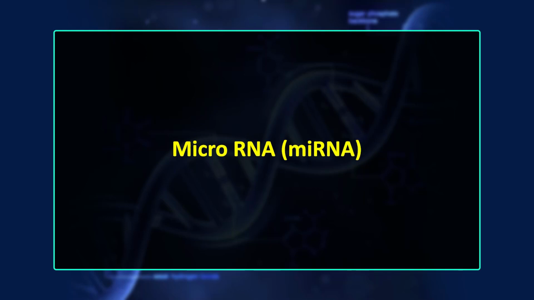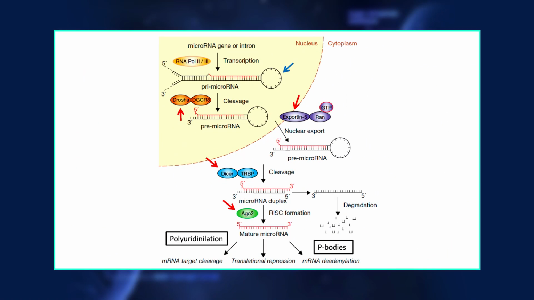Dear students, let's now discuss the microRNAs. MicroRNAs are small non-coding RNAs with an average of 22 nucleotides in length. Most miRNAs are transcribed from DNA sequences into primary miRNAs, processed into precursor miRNAs, and then finally mature into miRNAs. In most cases, miRNAs interact with the 3' UTRs of target mRNAs to suppress expression.